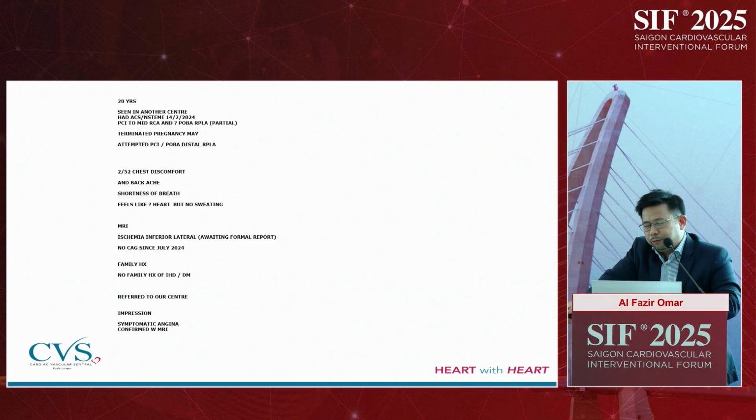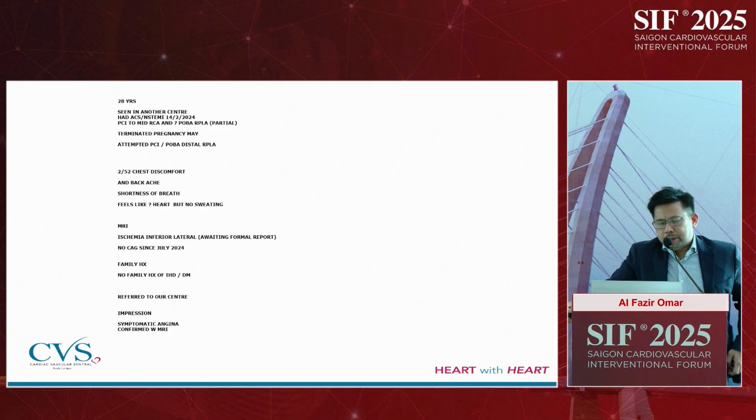I've described two very brief cases. I was just thinking which case to show. Both fairly simple, well, not simple PCI, but symptomatic young patients. 28 years old. She was in another center. She had ACS. Actually, she was lipoprotein A positive, so she's got some genetic issue with her cholesterol. Anyway, she had a stent in the mid RCA last year. They attempted PCI to the distal right, but failed. But she had more and more chest discomfort. So 2 weeks of chest pain, backache, shortness of breath. Young patient. MRI showed ischemia in the inferolateral wall.